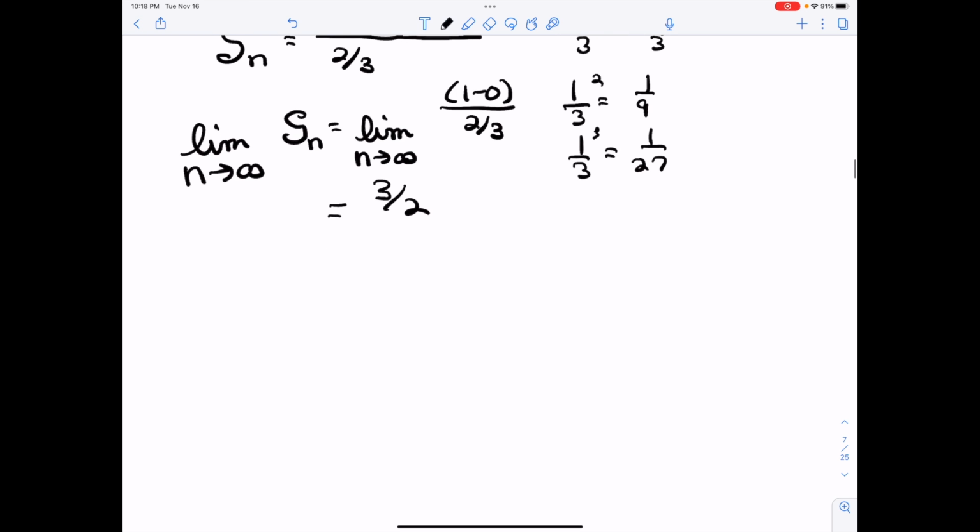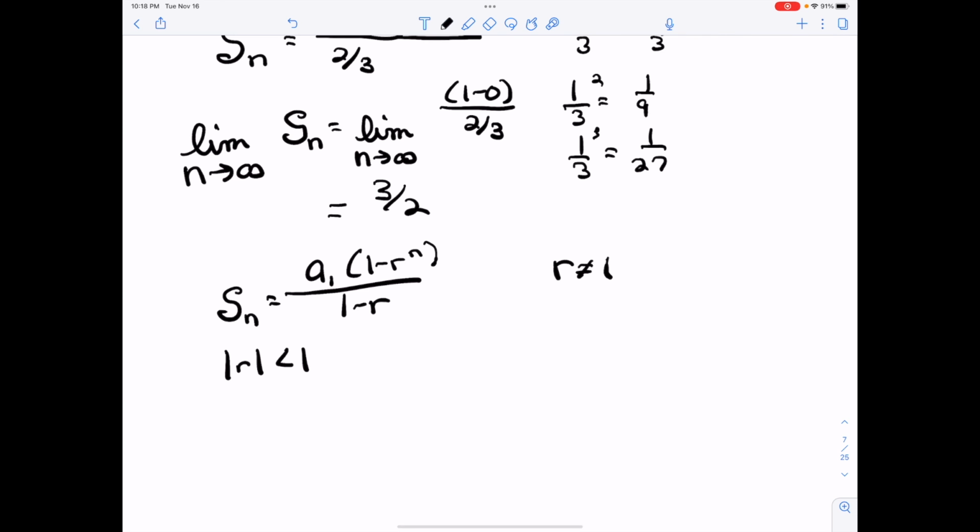All right, how about if we get a little more generic with this? Okay, so we have S sub n equals a sub 1 times 1 minus r to the n over 1 minus r. This r is not 1. If the absolute value of r is less than 1, so in other words, if r is some proper fraction, then the limit as n goes to infinity of r to the n is 0.